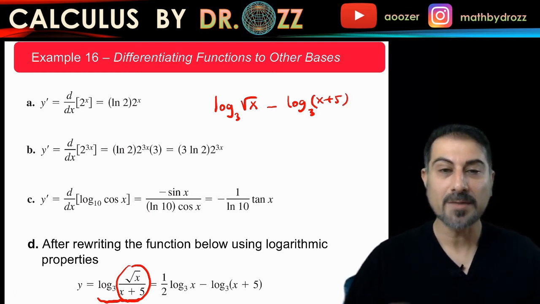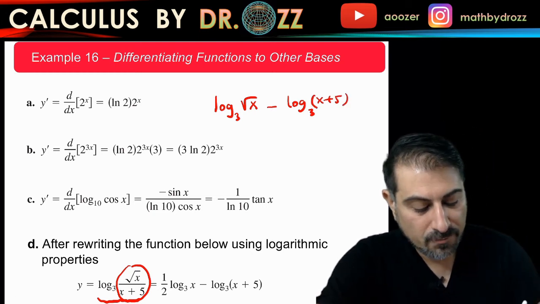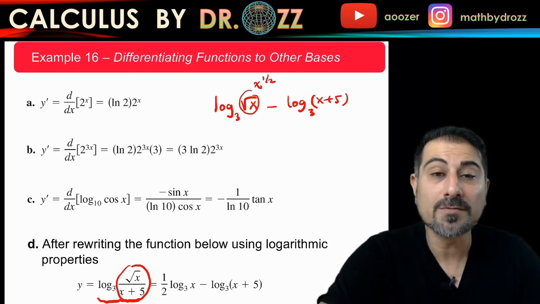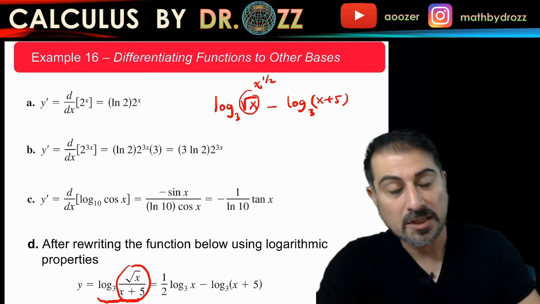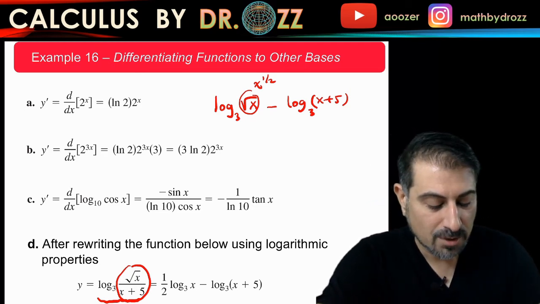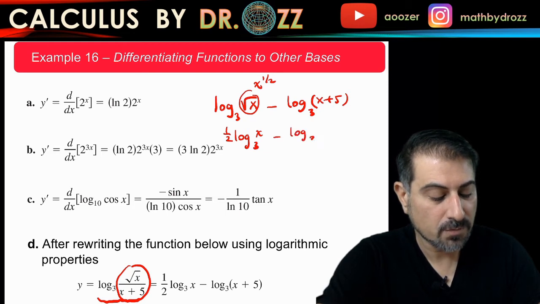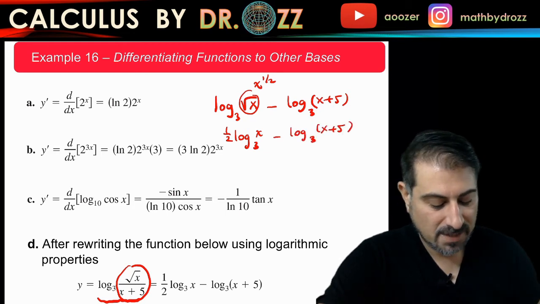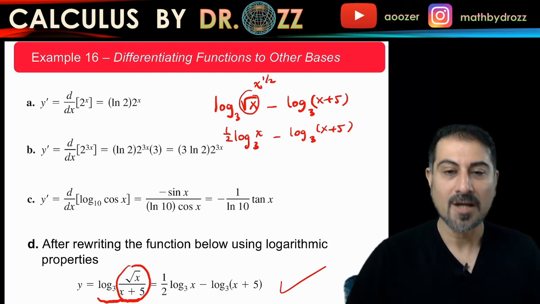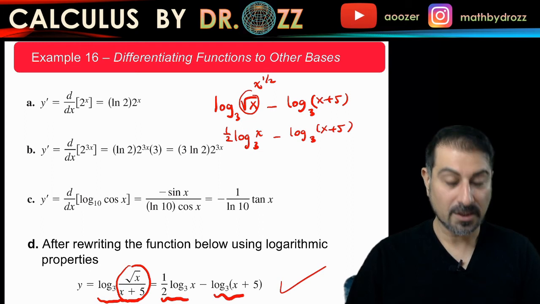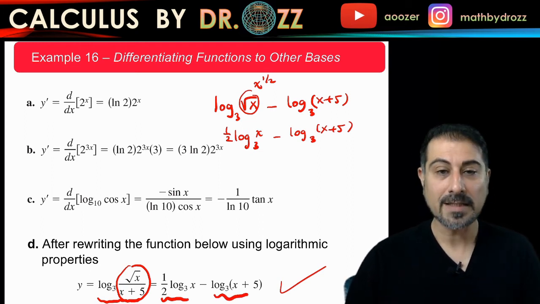We also use another property of log, which is this term can be written as x to the power of 1/2. We can always pull the power out of the log, so we can write that as 1/2 log base 3 of x minus log base 3 of x plus 5, and this is exactly what we have here. Once we put this function in this form, we can take care of the derivatives individually. So let's just do that in the next slide.